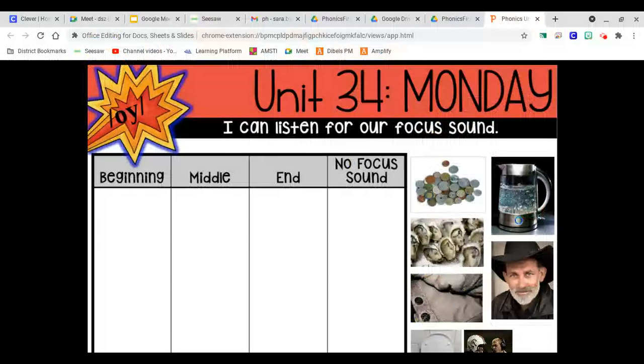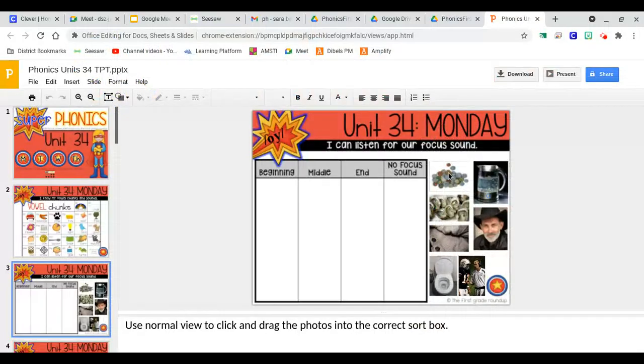All right. So I'm going to drag the pictures over, and we can decide where we hear the oi sound. Do we hear it at the beginning, in the middle, in the end, or not at all? So the first picture is coins. Coins. Where do we hear the oi sound? Well, I hear it in the middle, so I'm going to put it in the middle.